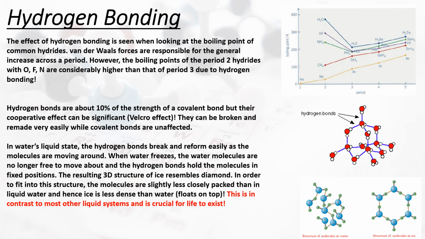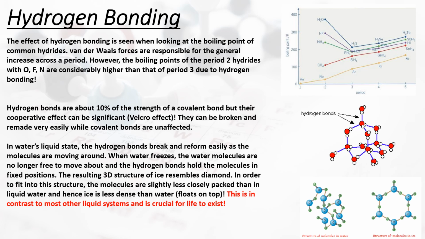And so you can see this looks almost like a diamond-like structure, essentially these tetrahedral oxygen atoms here with our hydrogen atoms as well, and also lots of hydrogen bonding between them. And so we have this diamond-like 3D structure of ice, and in order to fit into this structure, the molecules are slightly less closely packed than in liquid water, and hence ice is less dense than water. So ice floats on the top of water.